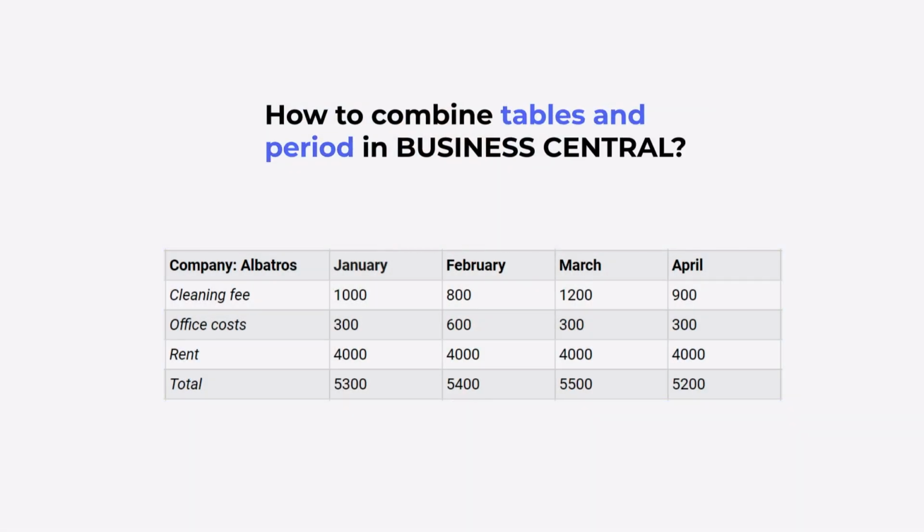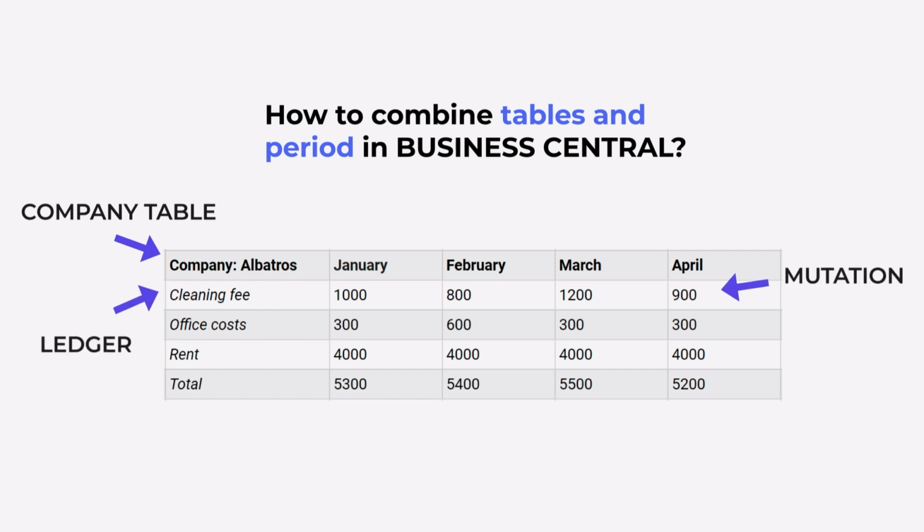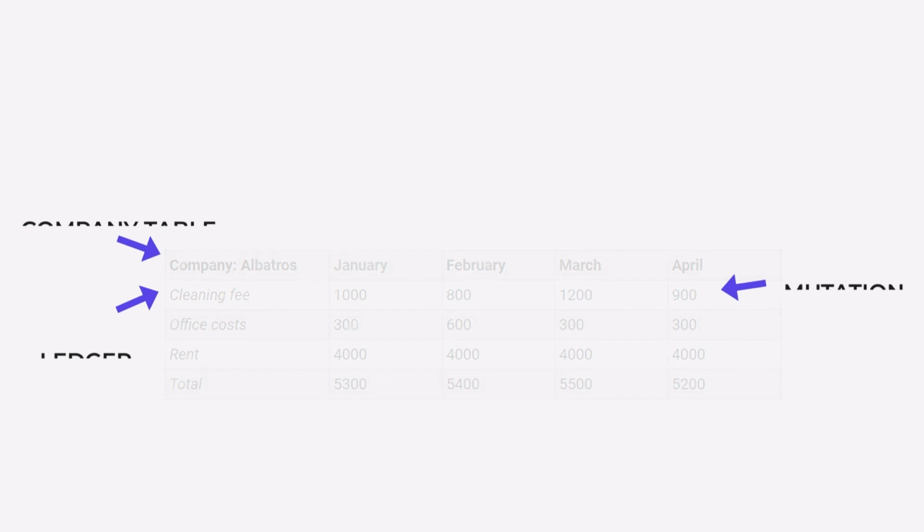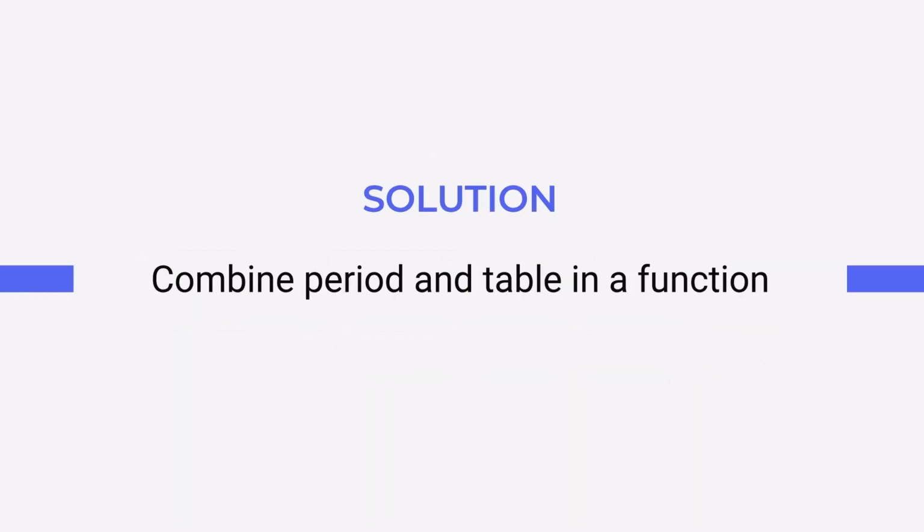The first video is about creating a cost overview using functions. The problem is, how do I combine tables in Business Central and a period? Copy and pasting takes a lot of work. The solution is to combine a period and a company table into a function.